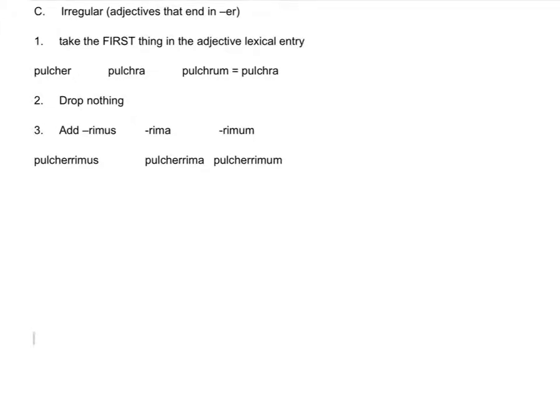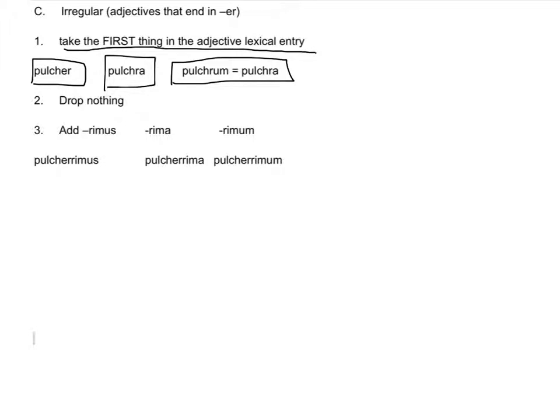In this case, I'm defining irregular adjectives as ones that end in er, like pulcher in the nominative singular, and then pulchra, and then pulchrum. In this case, you take the first thing in the dictionary. This is surprising. This is not the usual way that you deal with adjectives. This is very rare, so it's worth noting. When the adjective ends in er in the masculine form, you take the er form. Forget about all the other ones.